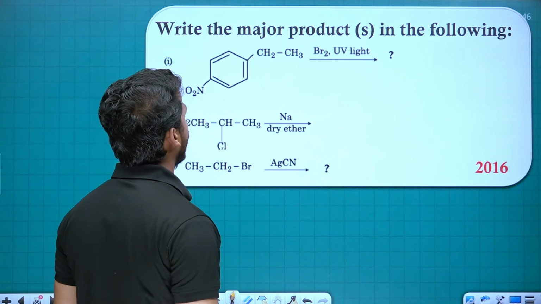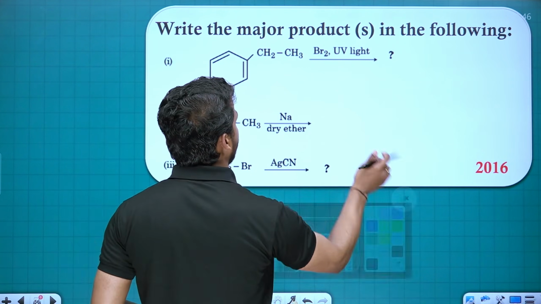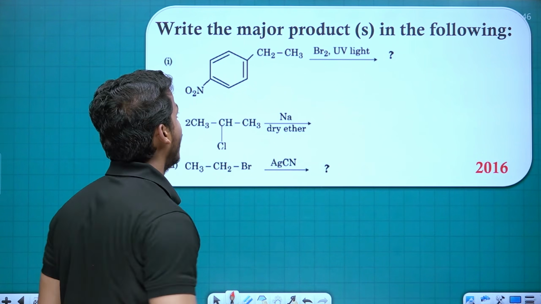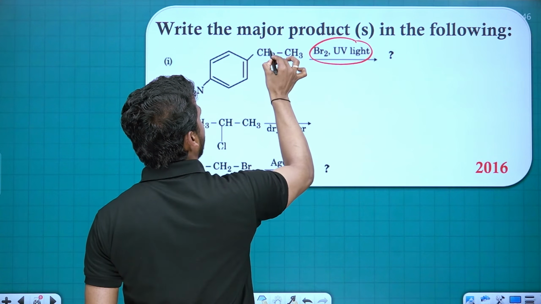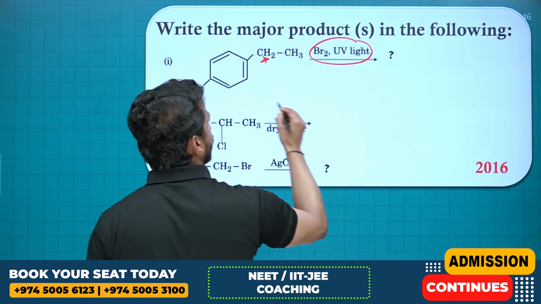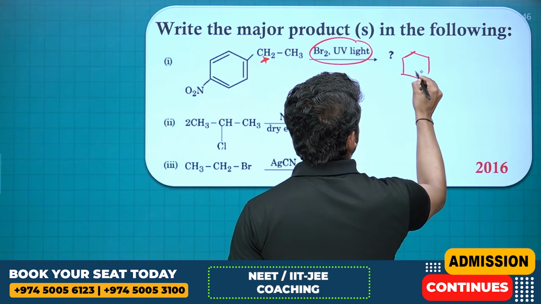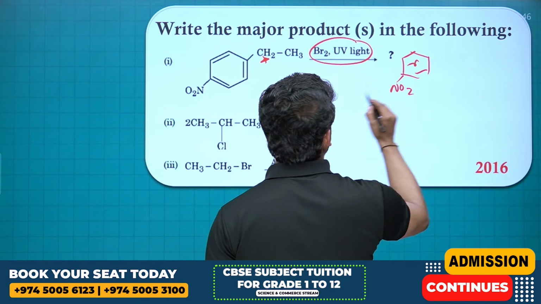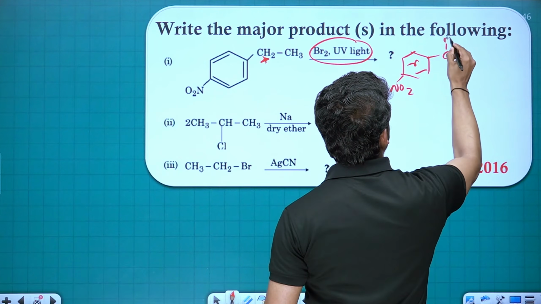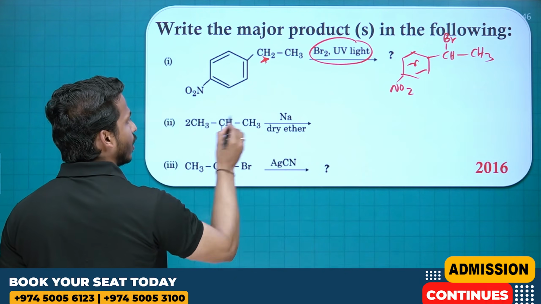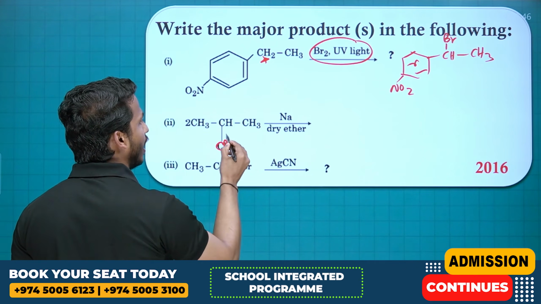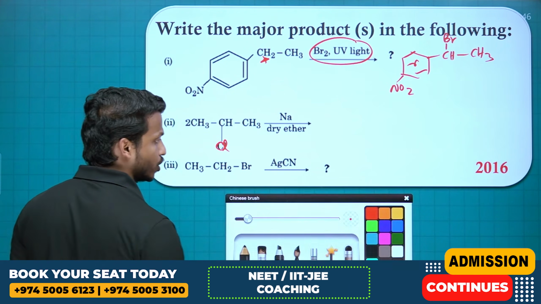Write the major product. I think this question we discussed now. See the repetition. This question we already discussed. Where to place the bromine? At the carbon connected to benzene, because this is the benzylic position, which is more stable. So the remaining part you keep as it is, NO2 as it is. Here it becomes CHBr and CH3. What is this reaction? Haloalkane reacting with sodium, that is our Wurtz reaction.